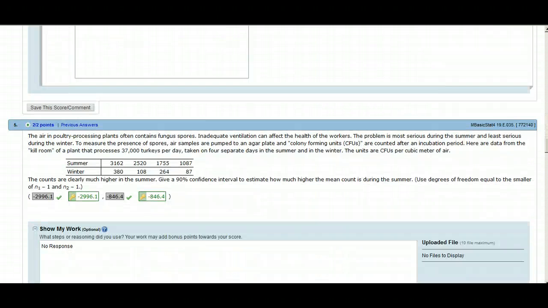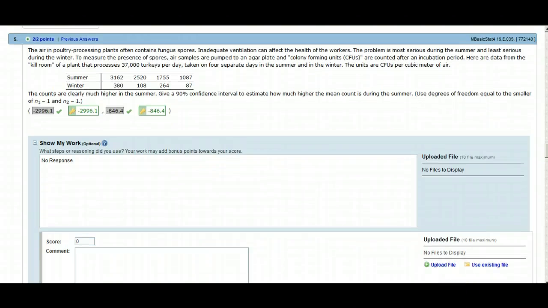All right, next we're going to go to number 4. And in this one, it says the air in poultry processing plants often contains fungus spores. Inadequate ventilation can affect the health of the workers. The problem is most serious during the summer and least serious during the winter. To measure the presence of spores, air samples are pumped to an agar plate and colony-forming units are counted after an incubation period. Here are data from the kill room of a plant that processes 37,000 turkeys per day, taken on 4 separate days in the summer and in the winter. The units are CFUs per cubic meter of air.